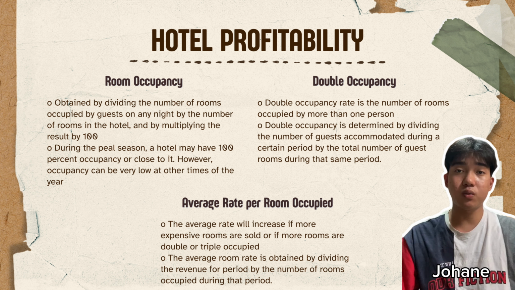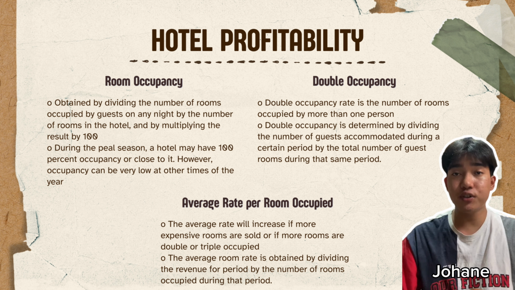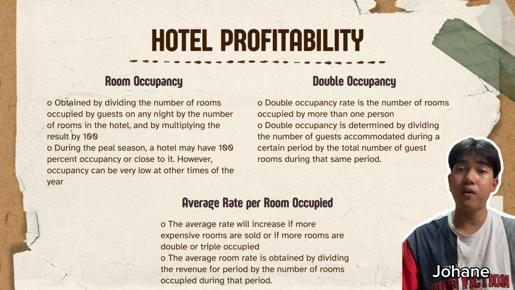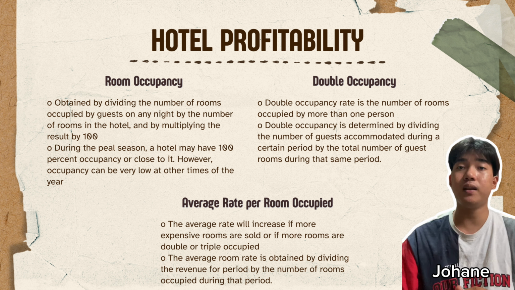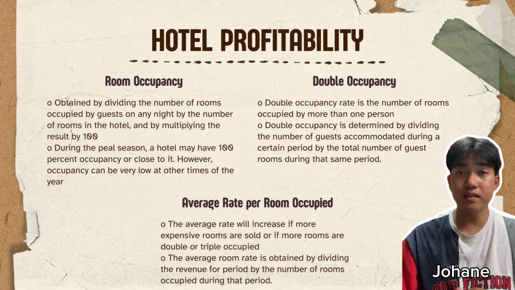Today I discuss what is profitability. Hotel profitability is often measured through various metrics. The room occupancy rate, calculated by dividing the number of occupied rooms by the total rooms and multiplying by 100, reflects how well a hotel is filling its available space. Double occupancy rate assesses the number of rooms occupied by more than one person, providing insight into shared accommodations.